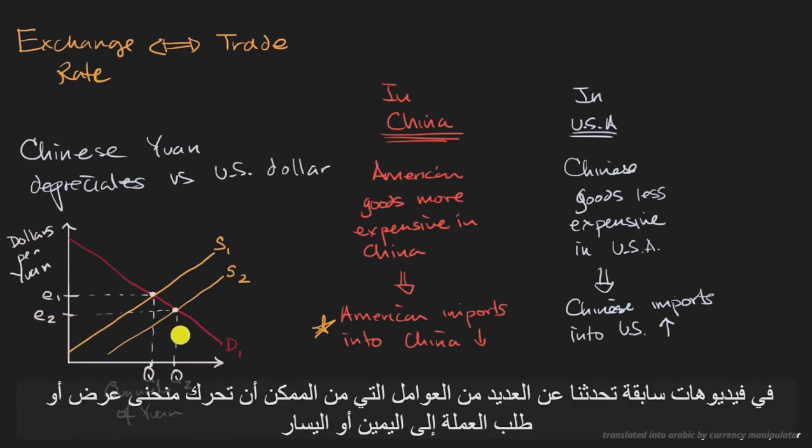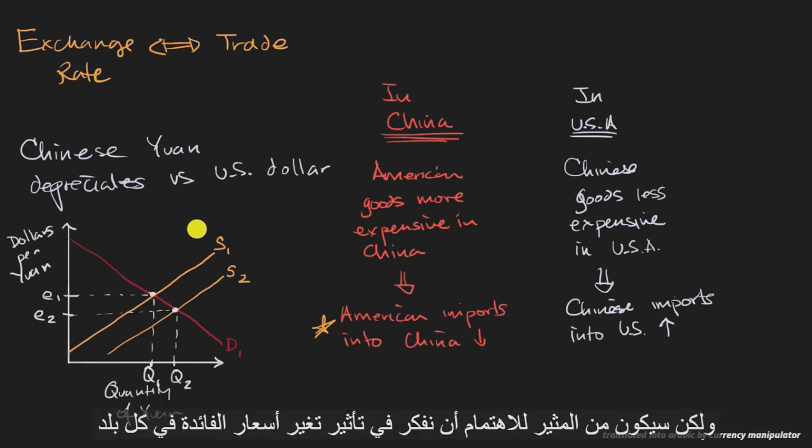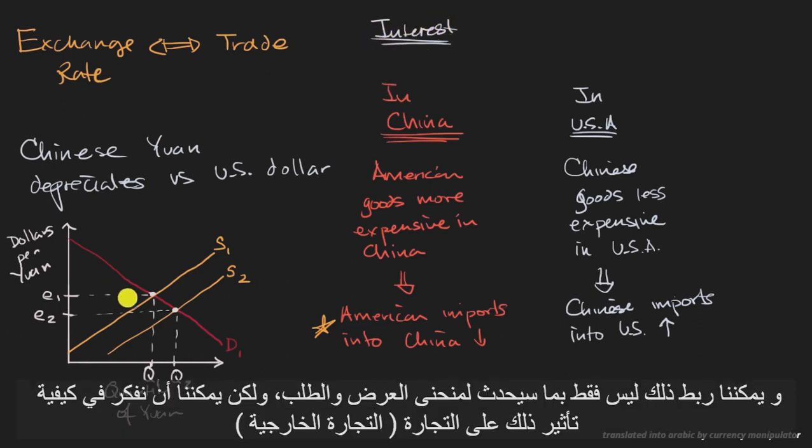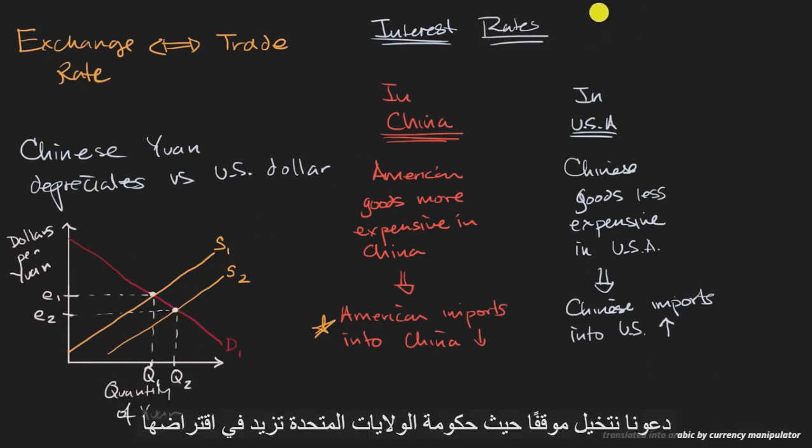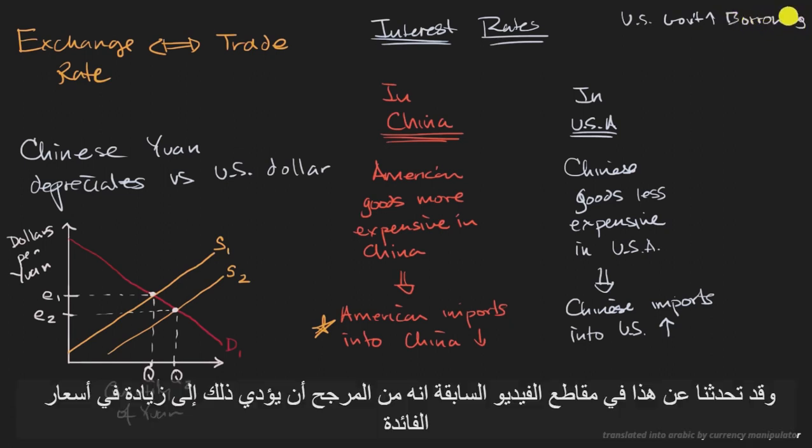Now, in previous videos, we've talked about many factors that could shift the supply or demand curve for a currency to the right or the left. But it would be interesting to think about what would be the effects of interest rate changes in each country. And now we can link it not just to what would happen to the supply and demand curve, but we could think about how that might affect trade. Let's imagine a situation where the US government increases borrowing. And we've talked about this in previous videos.